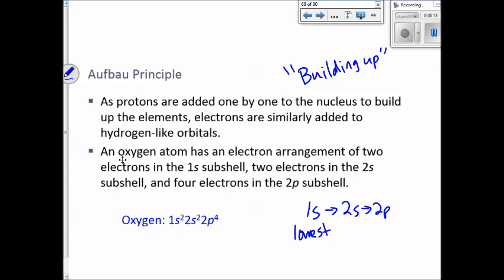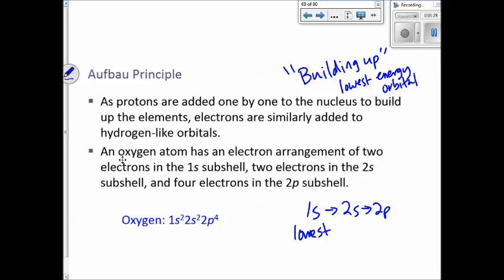Okay, so you start with the lowest energy level, lowest energy orbital, and you work your way up. Okay, that's what you need to do here. You don't need to write all of the extra information here, but that's the basic gist here.